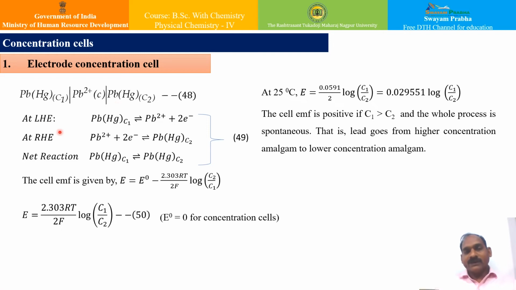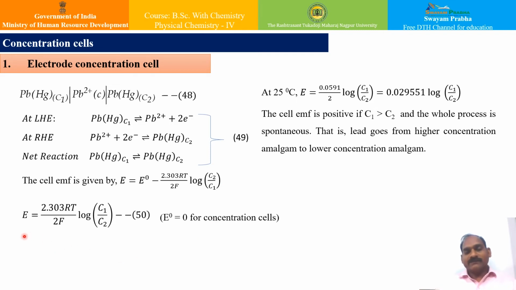So at the left hand side electrode, lead mercury at one concentration undergoes oxidation. That means lead ions are liberated and two electrons are liberated there. And at the right hand side electrode, these two electrons are absorbed by the lead ions and lead mercury amalgam is released. So the net reaction will be lead mercury at concentration C1 giving lead mercury at concentration C2 and vice versa. So the cell EMF in the forward direction will be E is equal to E standard minus 2.303 RT upon 2F log of C2 upon C1, product upon reactant.